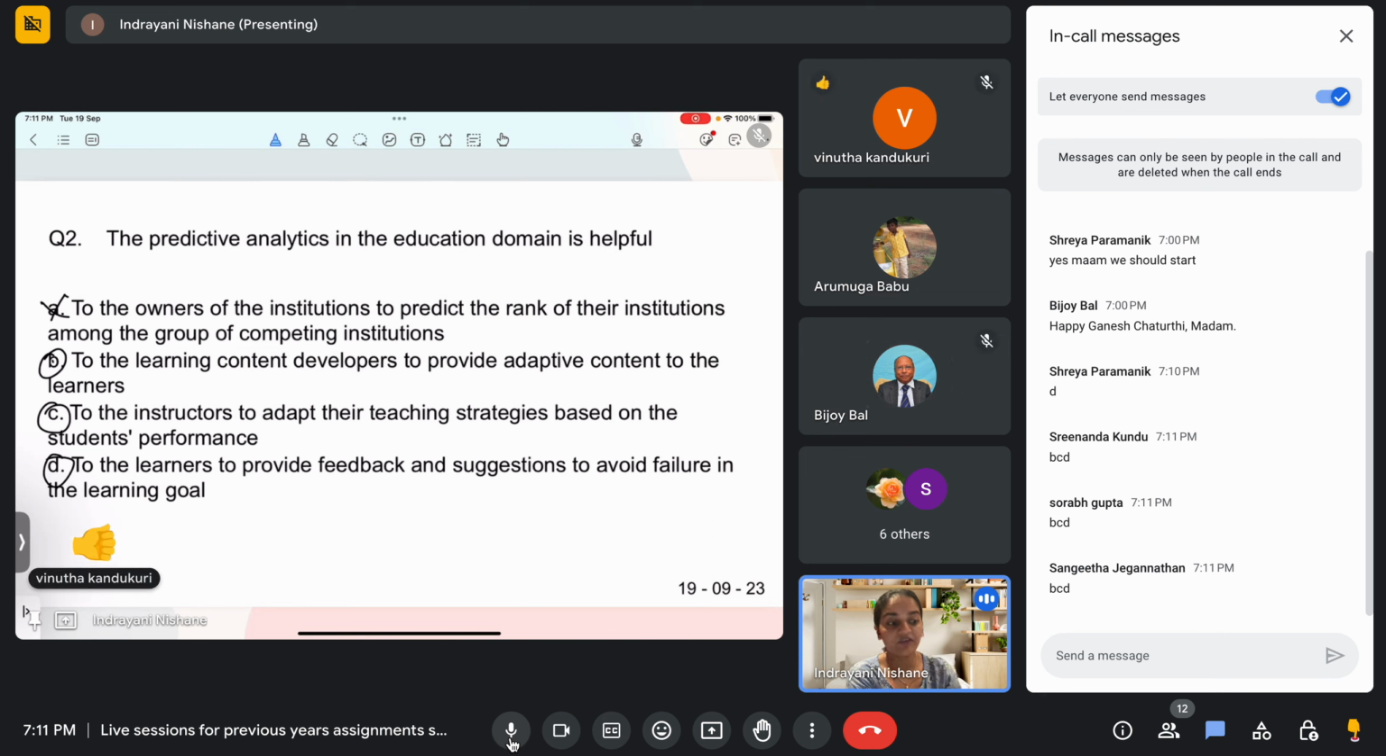Okay, so even though A could be used for predicting, of course, academic analytics. We can use predictive methods to predict the institute's rank also, but that's not part of learning analytics. From the learning analytics point of view, predictive analytics concerns only these three points, B, C, D. The content developer will be using it to provide the adaptive content to the learners.